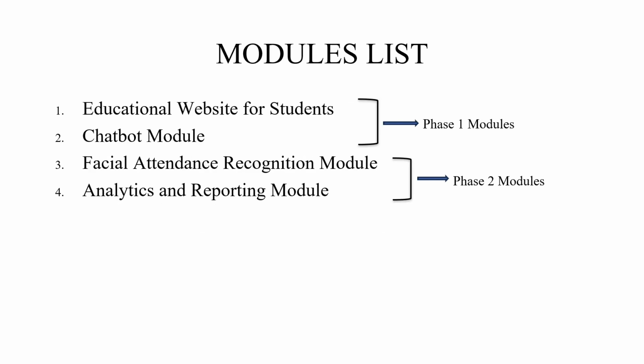And the module list. The project consists of 4 main modules: educational website, chatbot module, facial attendance recognition module, and finally analytics and reporting module. Of those, the first two are our phase 1 modules and the last two come under phase 2 modules.